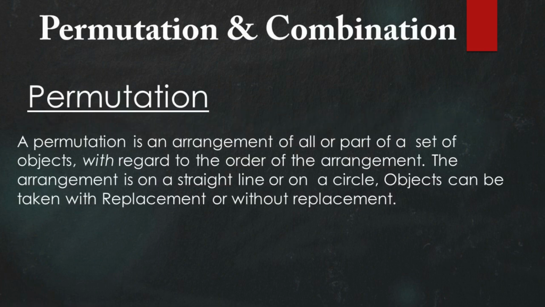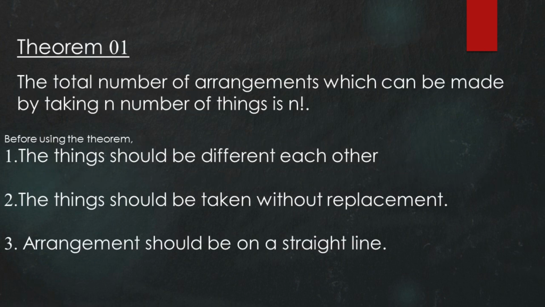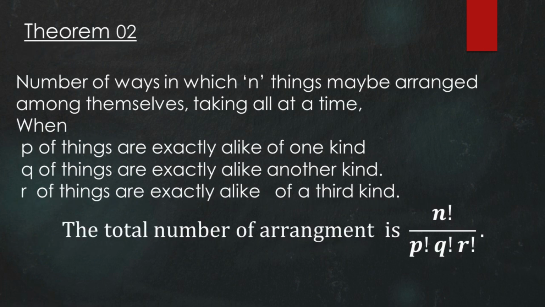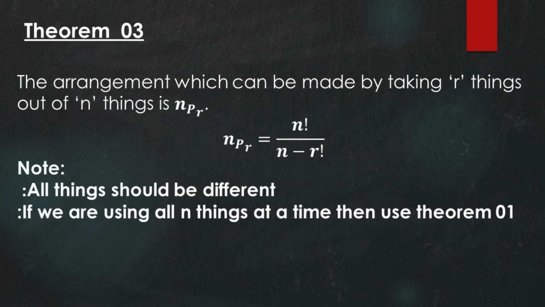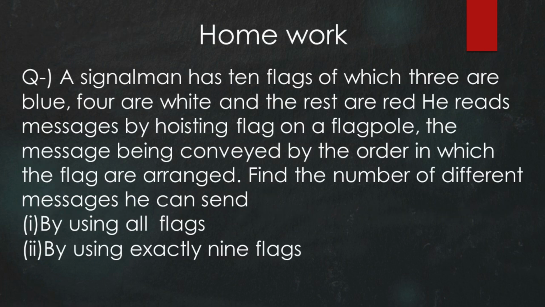I'm also recalling the permutation theorems again. This is theorem number 1, this is theorem number 2, this is theorem number 3, and you have to go through them again. And these are the homeworks that I have put. I expect you to write the notes, and after that do the exercises that I have discussed in the tutorial, and after that you can do the homeworks as well. So this is actually an easy lesson.